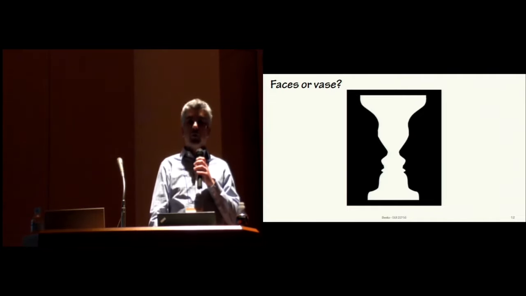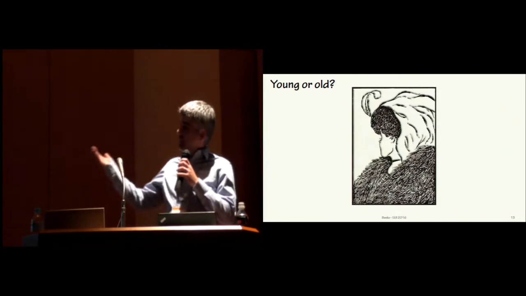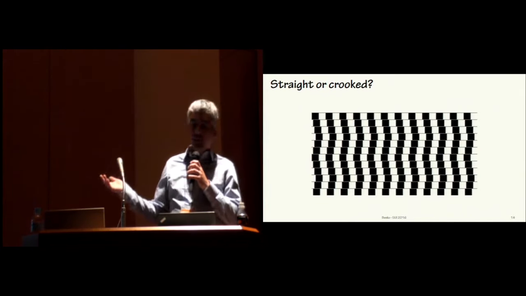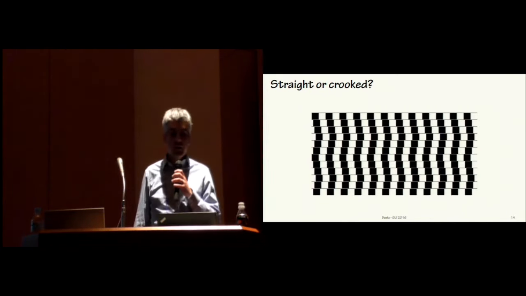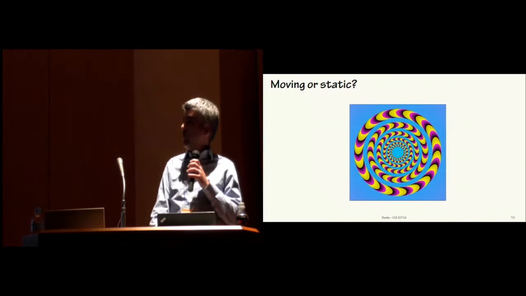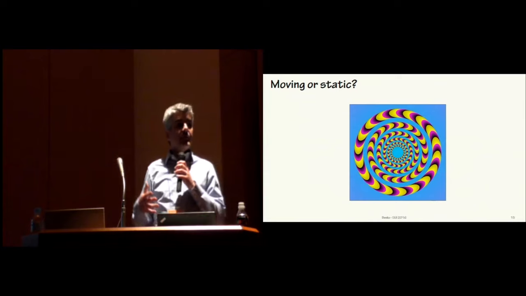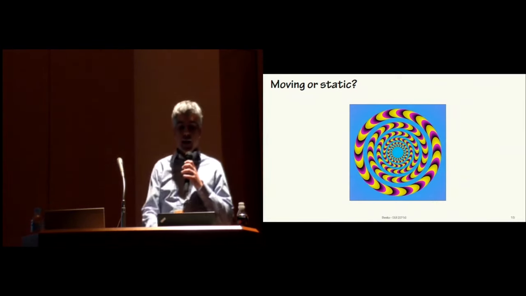Depending on who you are, you will first see one or the other, and once you see the other one, you will never be able to kind of unsee it. Is this a young lady or an old lady? Are these lines straight or are they crooked? And lastly, are these moving or are they stationary? And all of these are well-known perceptual illusions.